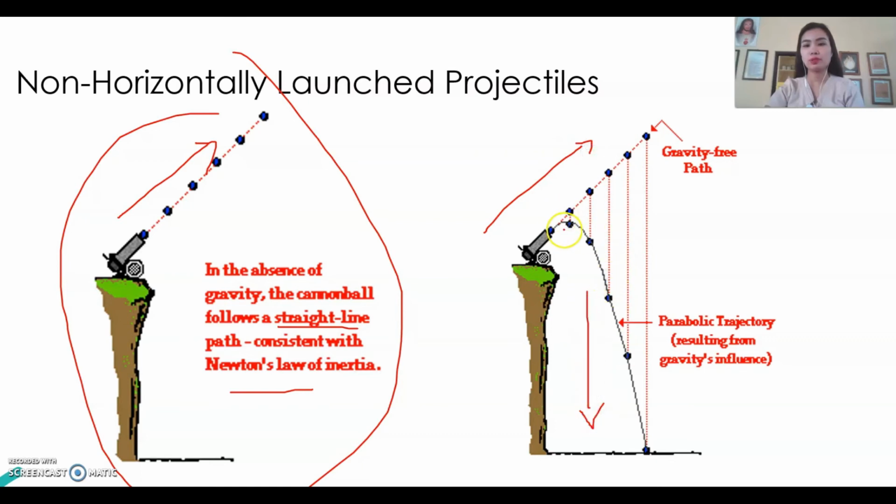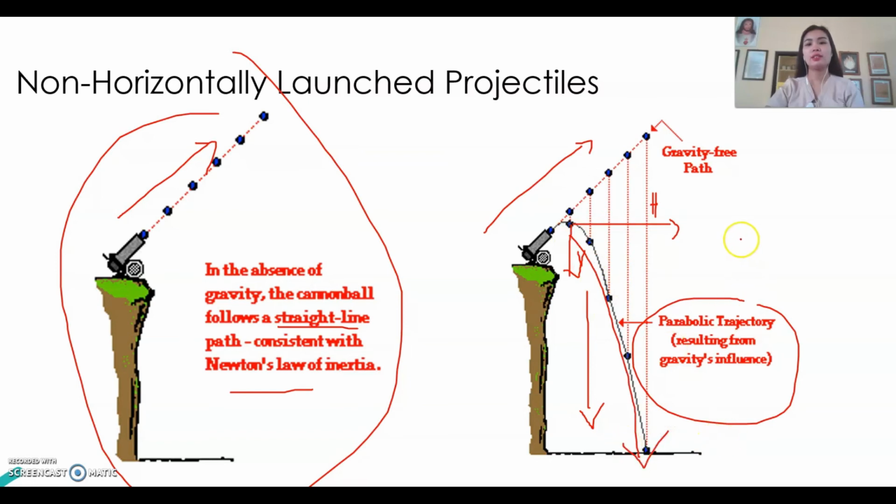And then if you can observe, meron tayong tinatawag dyan, two dimensions. We have the vertical and we have the horizontal. Okay? Then if you can observe, we have here a parabolic trajectory resulting from gravity's influence. Ito yung trajectory natin. Okay?